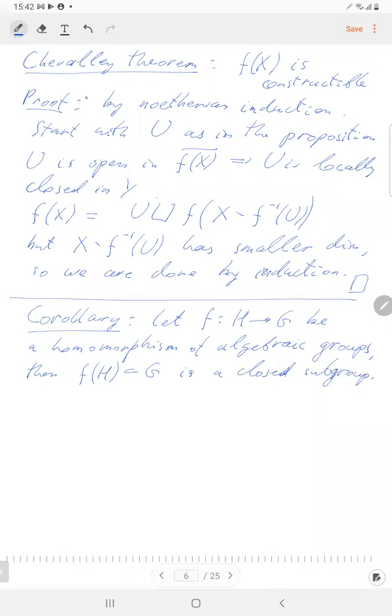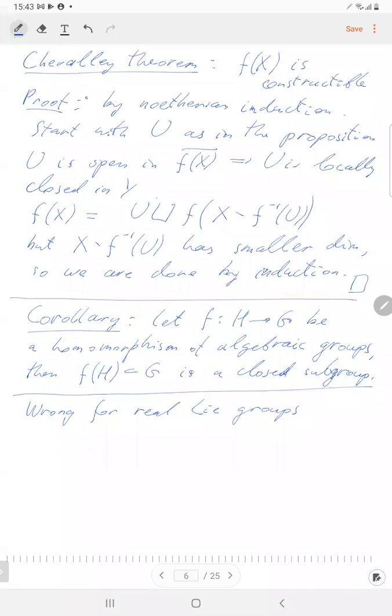And you see, in the usual differential geometry, in the theory of Lie groups, this is not true, right? Because you know that it's wrong for say real Lie groups. Well, f of H can be equal to G, yeah, but it's not a very interesting case.